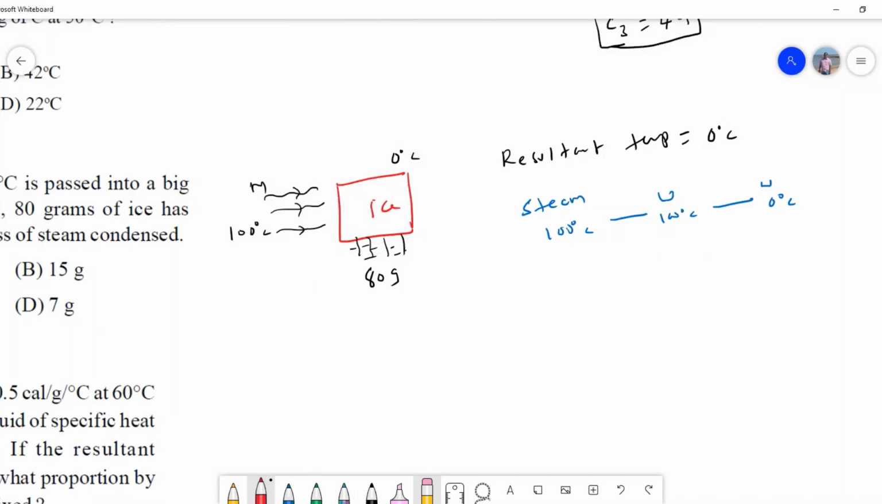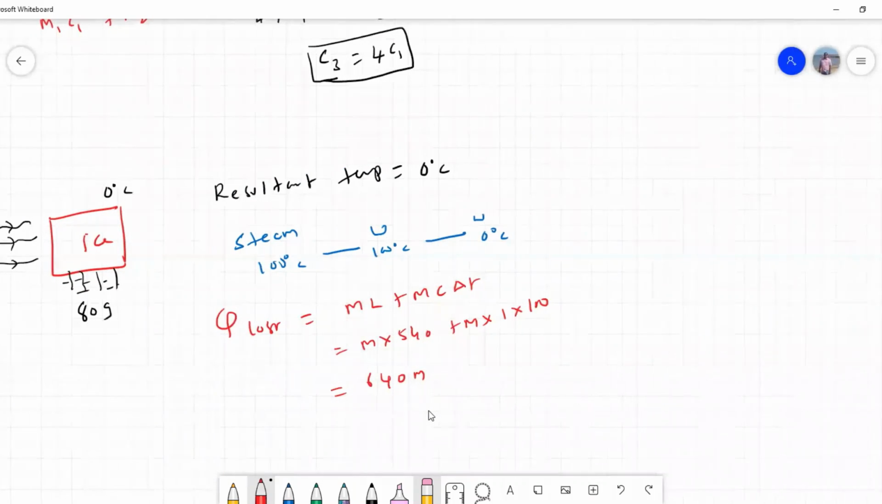So here heat lost by steam, I'll calculate mL plus mc delta T. So m into 540 plus m into specific heat of water 1 and the change of temperature 100. So nothing but 640 m. This is the heat lost by steam. And who is absorbing that heat? Ice.